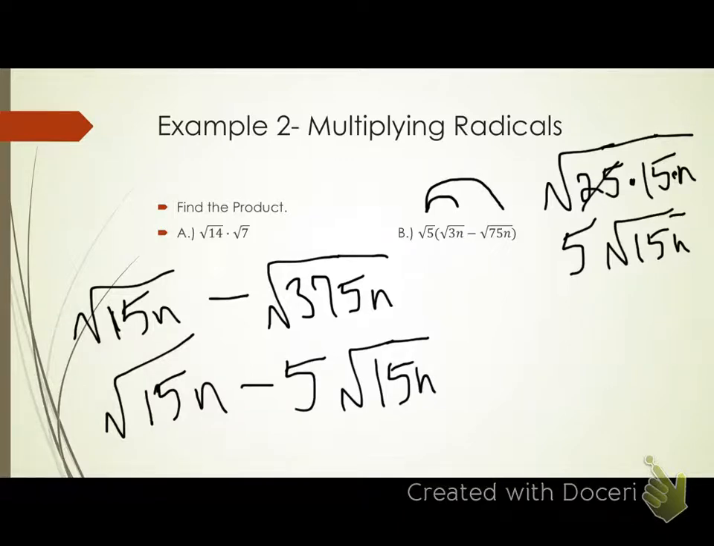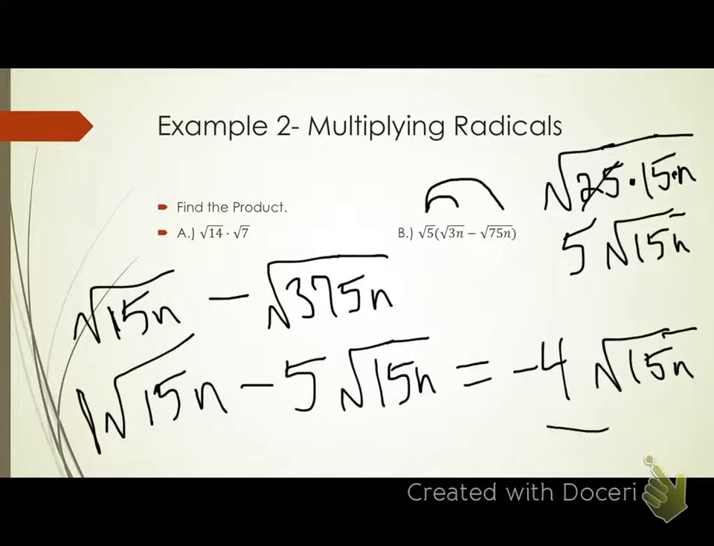Just like with a variable, if there's no number in front of my radical, there's understood to be a 1. So 1 minus 5 gives me negative 4. And then I keep the square root that they both have. This is already in simplest form, so there's my answer for letter B.